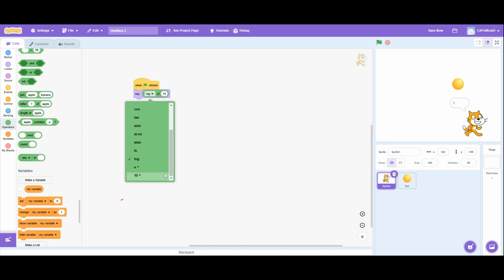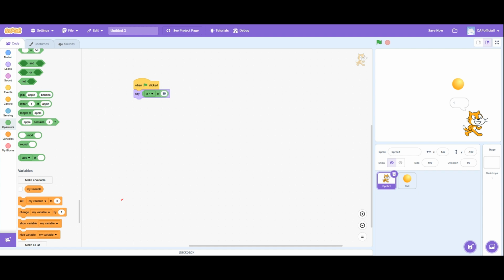After that, we have e to the power of. So this is the opposite of natural log. If you actually did what I said, well, good job. You have better short-term memory than most kids out there. If you didn't, go see a doctor, please.